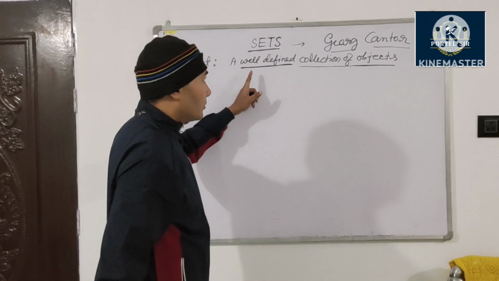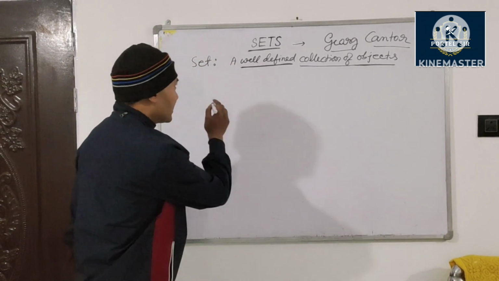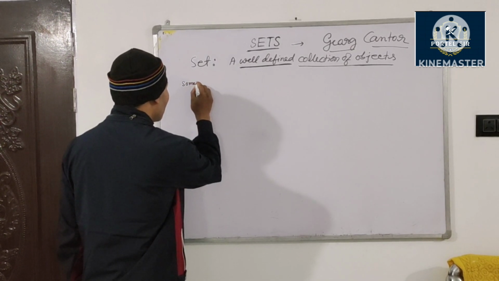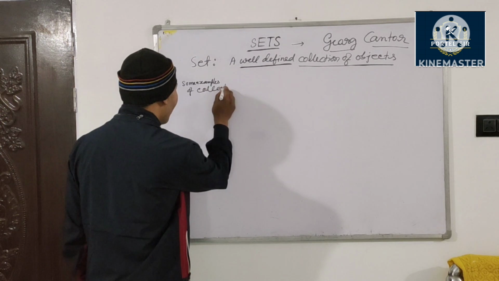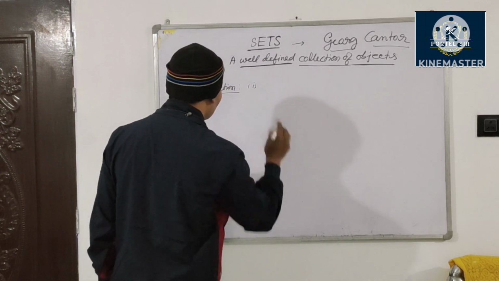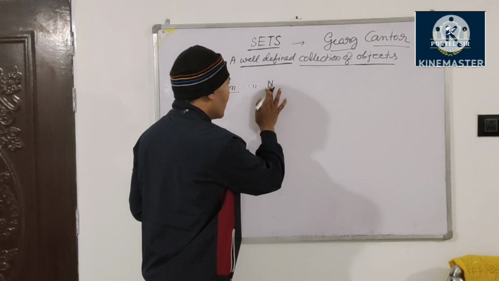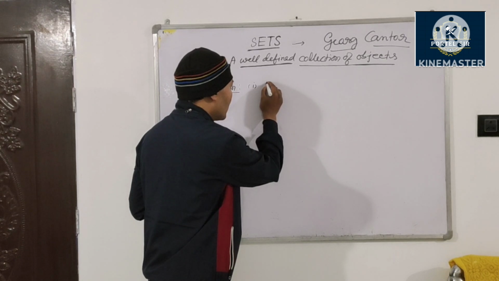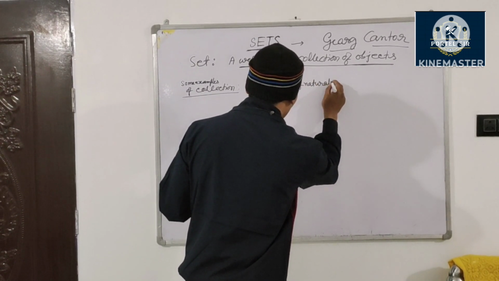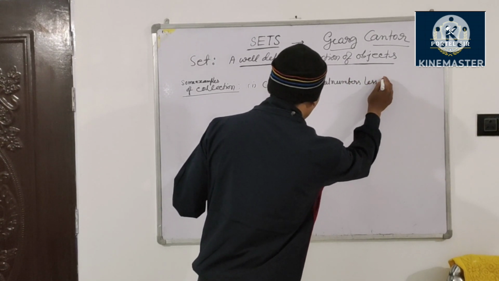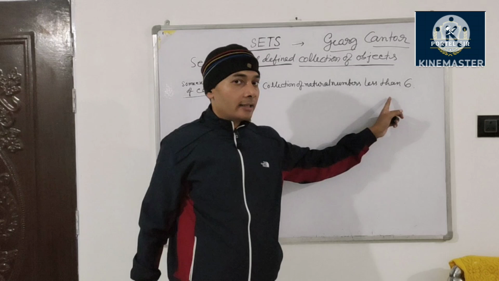Collection of objects we have done already. Now we'll come to the well-defined term. Now see, I'll give some examples of collection, yes or not? Just for examples, some examples of collection. See, number one: collection of natural numbers less than 6.